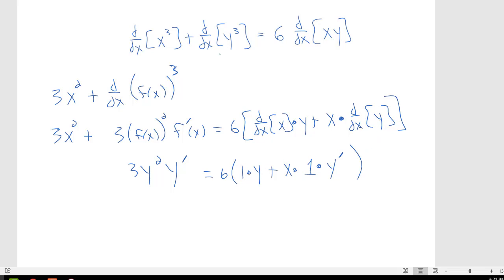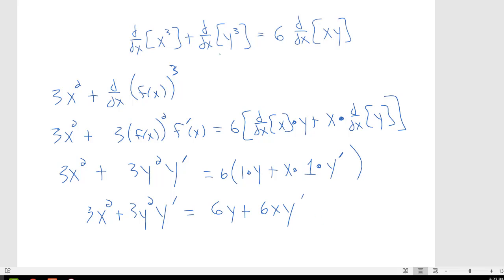When I differentiate y with respect to x, I'm going to differentiate this like normal, derivative of y is 1, right? Just like the derivative of x is 1. And then I multiply by y prime. That's the chain rule that I have there. And technically, here's my derivative. I'm done with my derivative. I have 3x squared plus 3y squared y prime. And then I'm going to go ahead and distribute the 6. So I'm done with all of my differentiation.